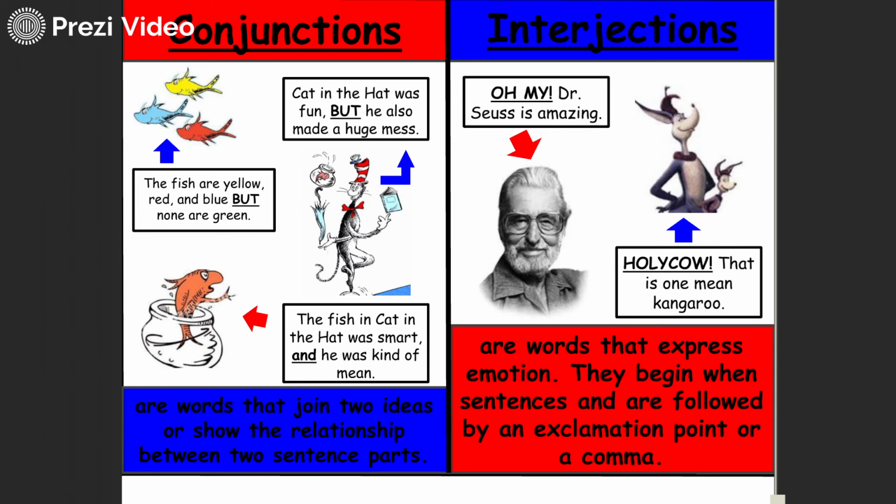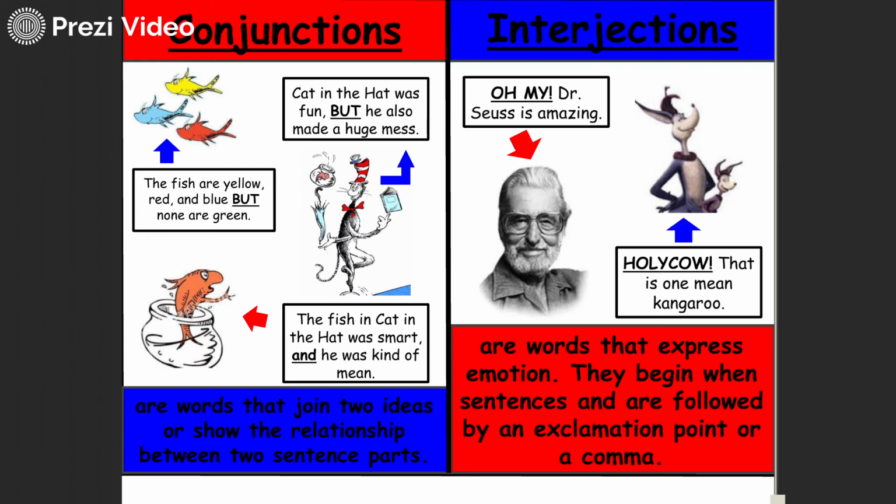The last one is interjections. Interjections, think of expressing emotions, as in, oh my, Dr. Seuss is amazing. Holy cow, that is one mean kangaroo. So if you see exclamation points in a sentence, a lot of times interjections will be a sentence on their own, like wow, and it's just a way of showing emotion in your sentence, which always helps when you're telling a story. It helps the reader relate to it.